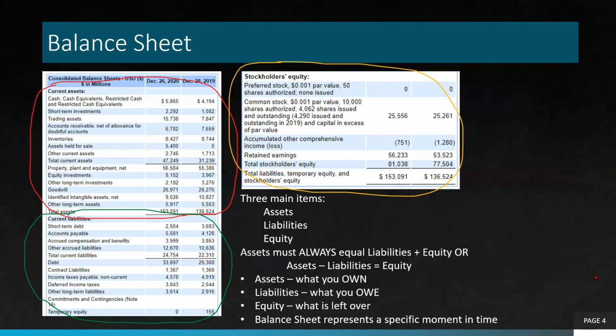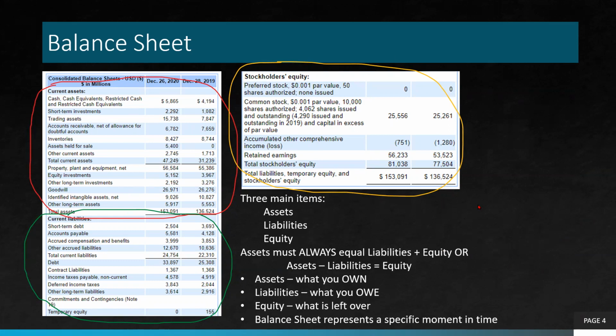Okay, so here we are looking at the balance sheet of Intel. And again, you can tell that this is the balance sheet because it has three main items. It has my assets up top, my liabilities here in green, and the stockholders' equity in yellow. Assets are what a company owns. Liabilities are what a company owes, and equity is what is left over.